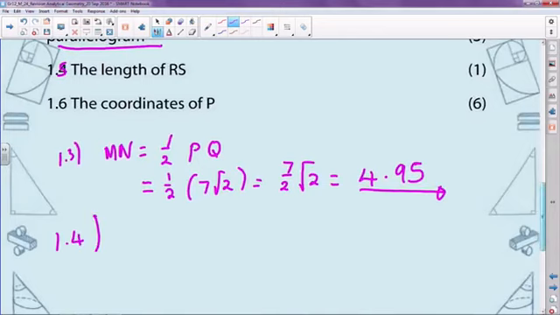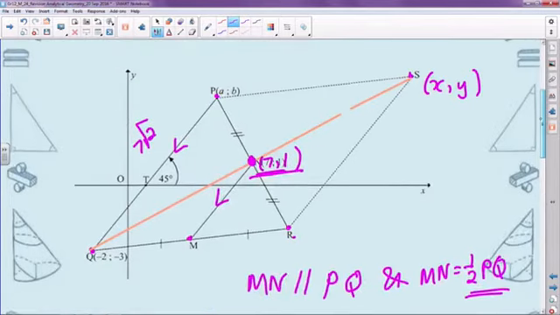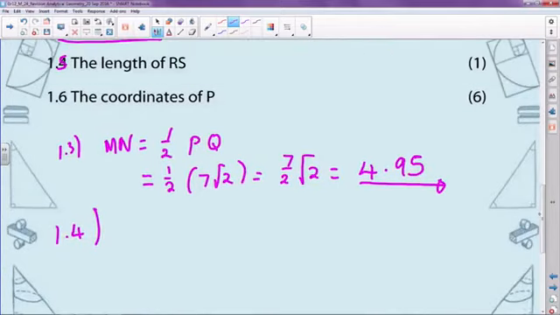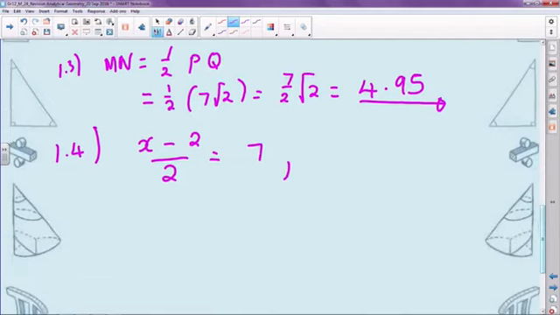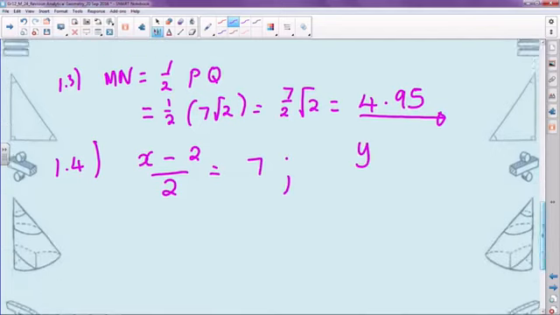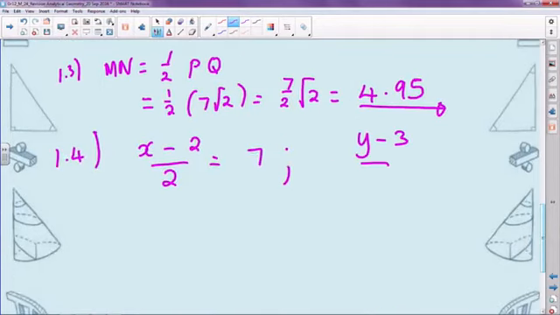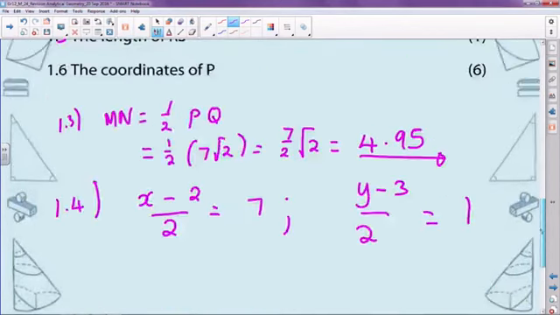So in order to work out the midpoint, remember we would say x plus x1, so x plus negative 2 divided by 2 will give me the x coordinate of the midpoint. So (x − 2)/2 will give me the x coordinate of the midpoint, and then (y − 3)/2 will give me the y coordinate of the midpoint. So the midpoint being (7, 1).